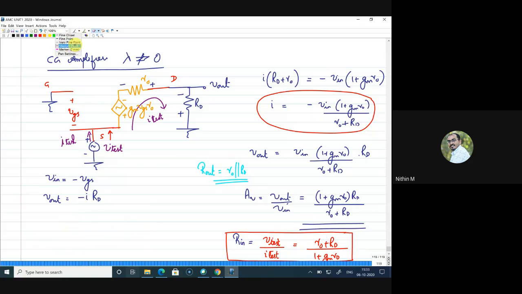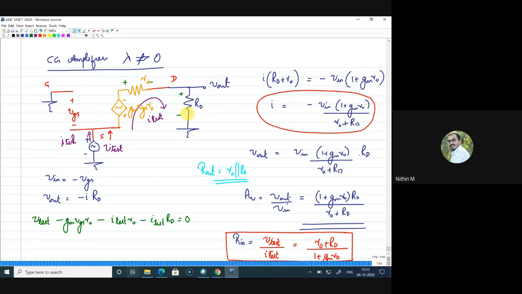So how will I do? I will take this as V test plus V test minus GM VGS into R naught, minus I test into R naught, minus I test into RD equal to 0. I test is flowing in this direction. That means we will actually consider drop as plus minus and plus minus in this way.